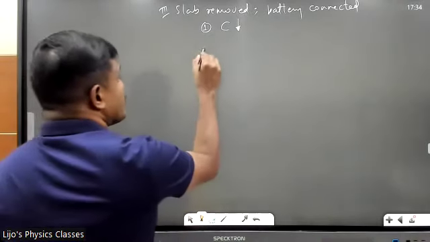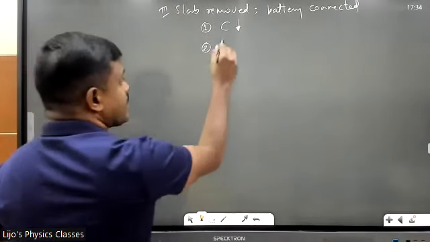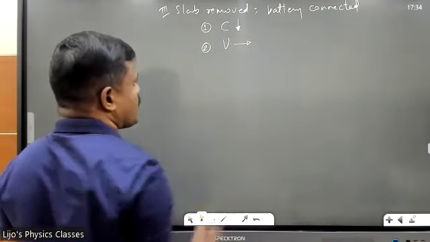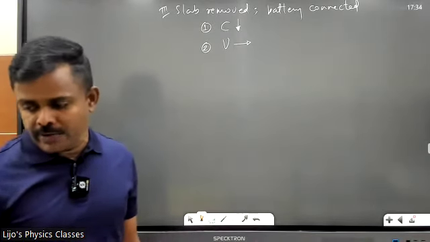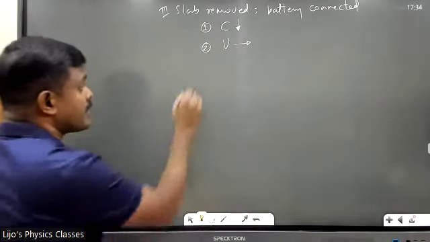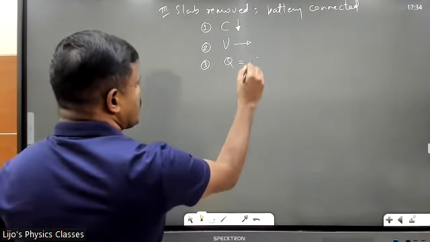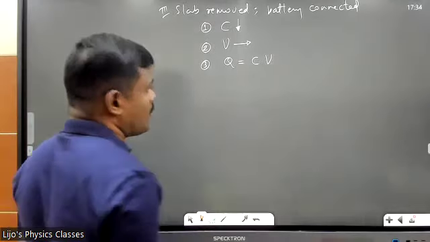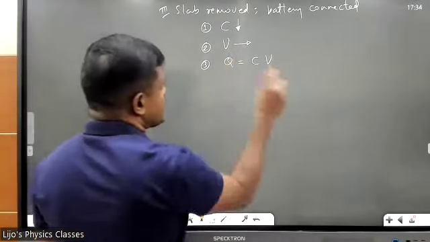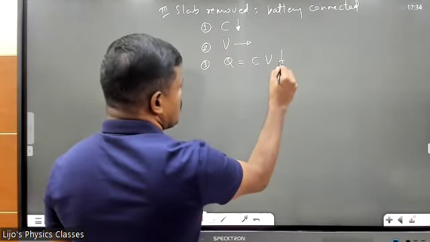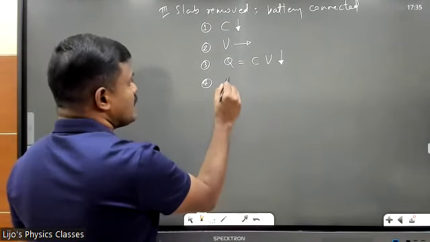All right. Number two, what about the second one? Battery connected means voltage will be constant. All of you online, do you follow? Voltage will be constant. Third one, C and V are written. I can write Q. Q is equal to CV. It's all common sense. V is constant here, but C decreases. So charge also decreases.